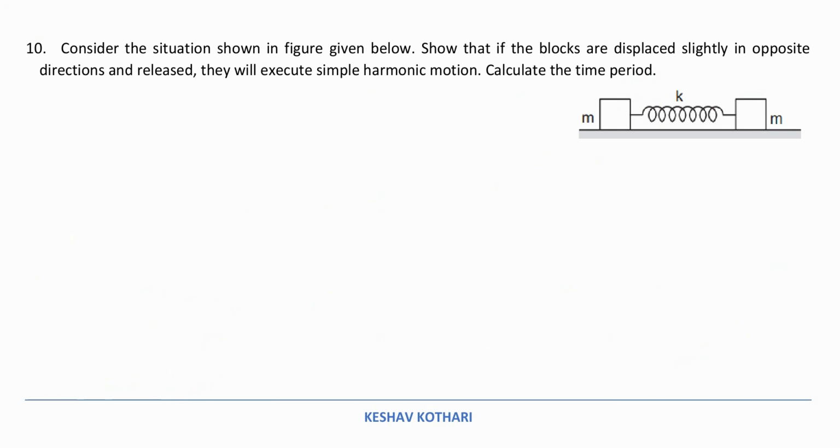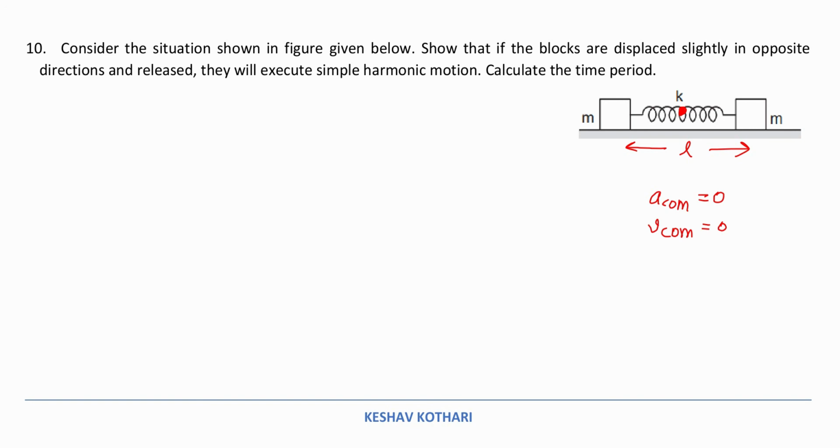So over here, the first thing which we need to understand is that the center of mass of this system, if I consider the length of the spring as L, is located over here. So the acceleration of center of mass is going to be 0. The velocity of center of mass is going to be 0. Why? Because there is no net external force involved.